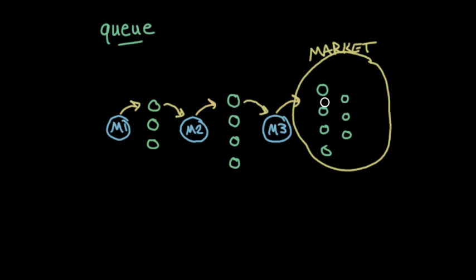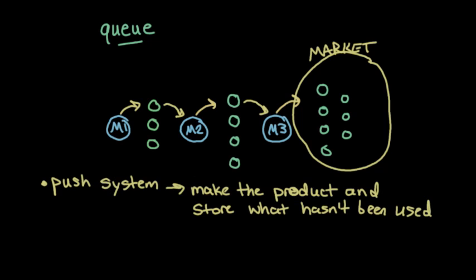And before, the market was really pulling each widget, each product, out of the factory. But now the factory is pushing the products into the market, which is why we call this a push system, where you make the product and you just store what hasn't been used yet. And there are advantages to both of these different systems.